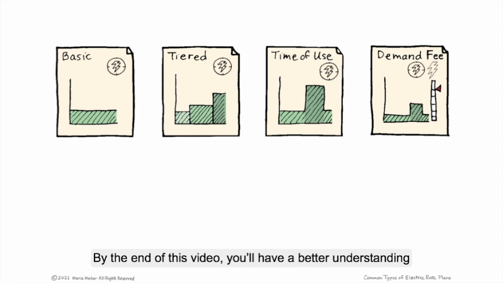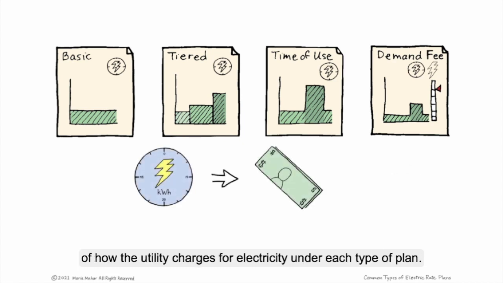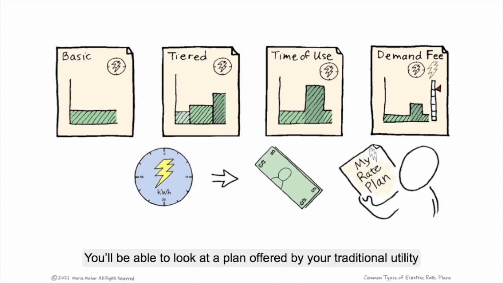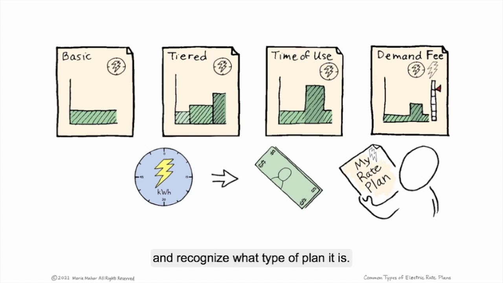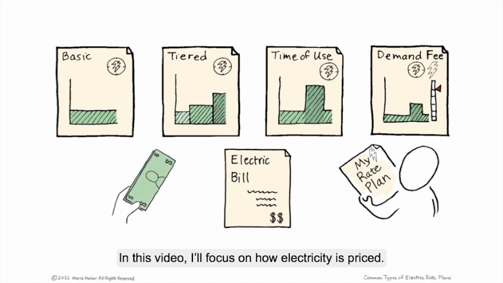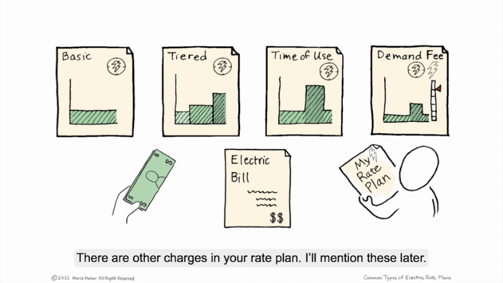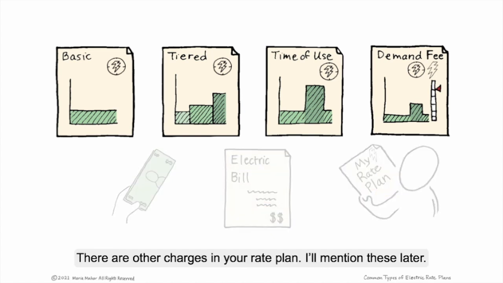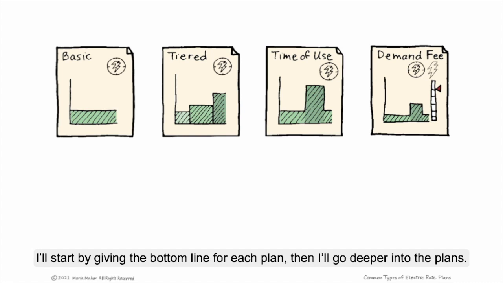By the end of this video, you'll have a better understanding of how the utility charges for electricity under each type of plan. You'll be able to look at a plan offered by your traditional utility and recognize what type of plan it is. And that can help you choose a plan that saves you money. In this video, I'll focus on how electricity is priced. There are other charges in your rate plan. I'll mention these later.